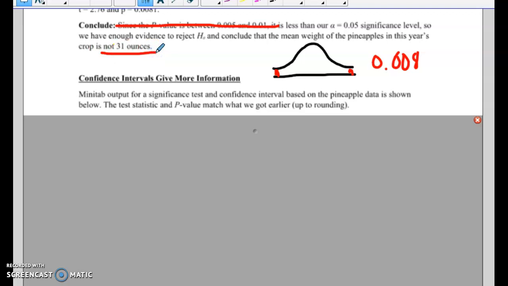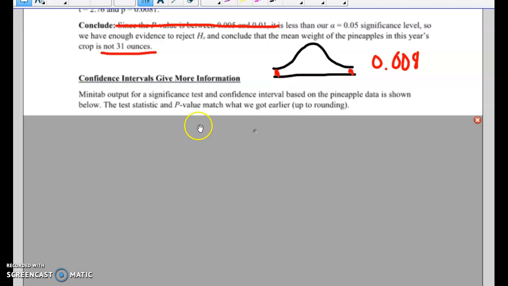Well, that doesn't really tell the manager if this irrigation system is doing better or worse. If the mean was over 31 ounces, it obviously is doing better, right? The pineapples are growing bigger. If it's less than 31 ounces, that means the irrigation system isn't doing as good, so maybe he decided to change it. What we can do to get a better idea of whether it is better or worse is create a confidence interval around that sample mean.